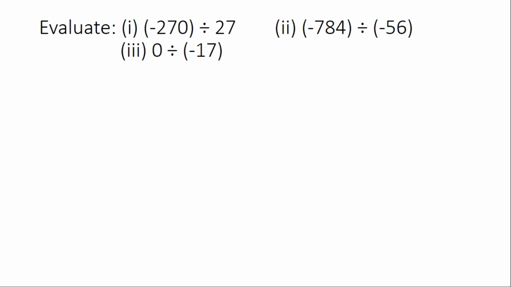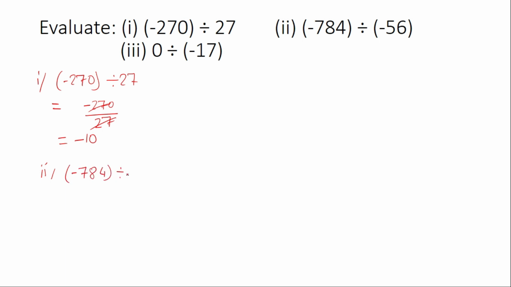First question is evaluate minus 270 divided by 27. So how to do that? Minus 270 by 27. The answer will be minus 10. Number 2. Minus 784 divided by minus 56.